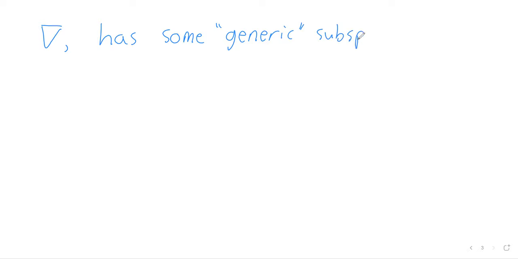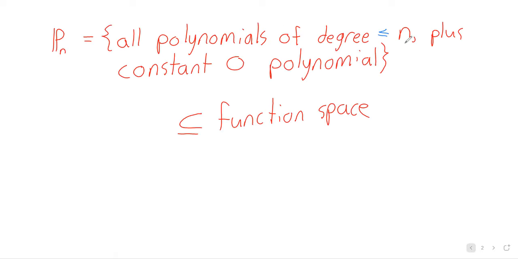Continuing to talk about subspaces, if we have a vector space V, this has some generic subspaces. And these mostly aren't very interesting. But what I mean by generic is like the polynomial vector space is a subspace of the space of functions. And obviously it's kind of a special subspace, and it's unique to the space of functions.